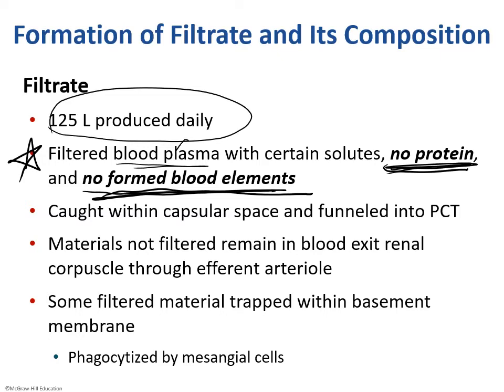That's a ton. So remember, that is why I spent so much time going over the blood supply to our kidneys, because this is blood plasma derived fluid. Remember, it's called filtrate when it's within the capsular space. Then it gets funneled to the proximal convoluted tubule, where it is then tubular fluid. Any materials left in the blood that don't get filtered into the capsular space as filtrate will continue on in the efferent arteriole to those peritubular capillaries.